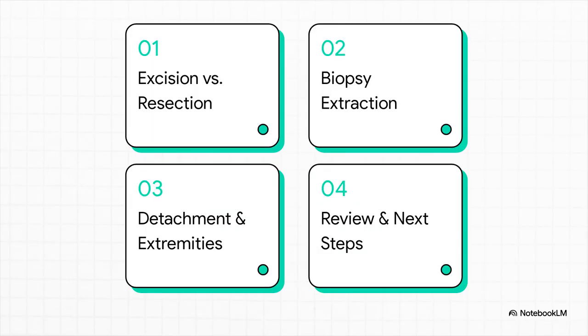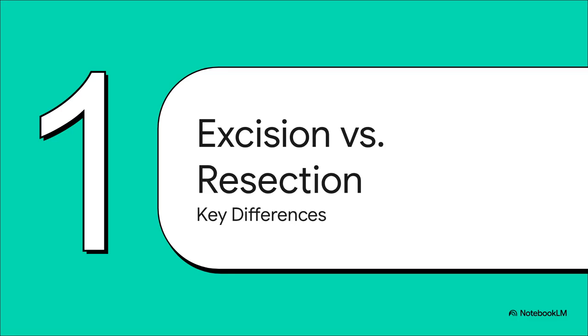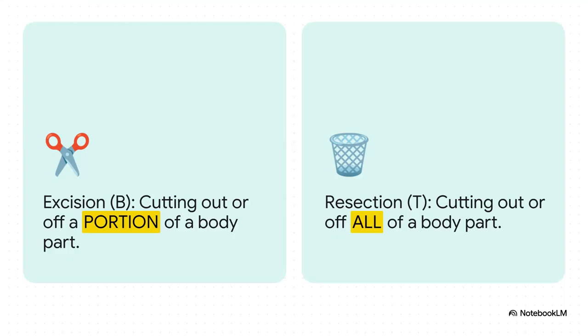Okay, let's dive into this outline. Today we're looking at excision versus resection, then we'll tackle the biopsy extraction exception, move on to detachment and extremities, and finish up with a quick review and next steps. First up, excision versus resection. We're actually tackling the biggest coding hurdle right out of the gate here. So the crucial point you have to remember is the scale of the removal.